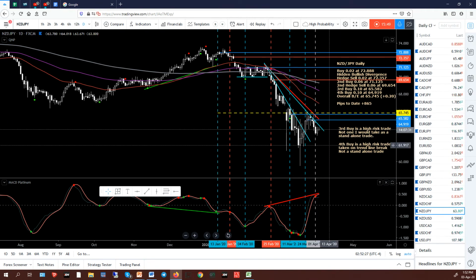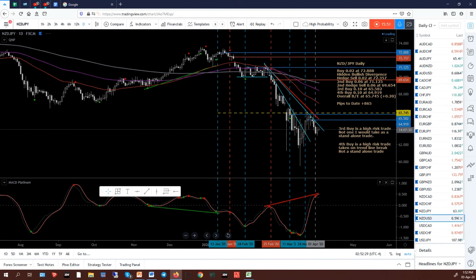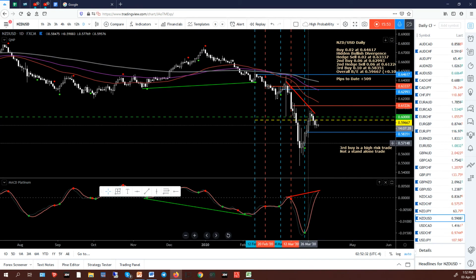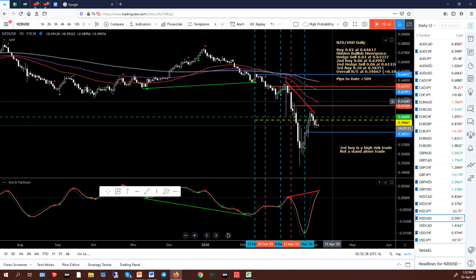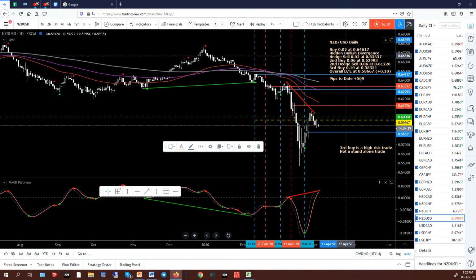So yeah, just a matter of trying to work my way out of it. New Zealand USD, this is one I probably should have closed out, but I didn't. I'm in a sequences here, as you can see. Just move that across a bit.